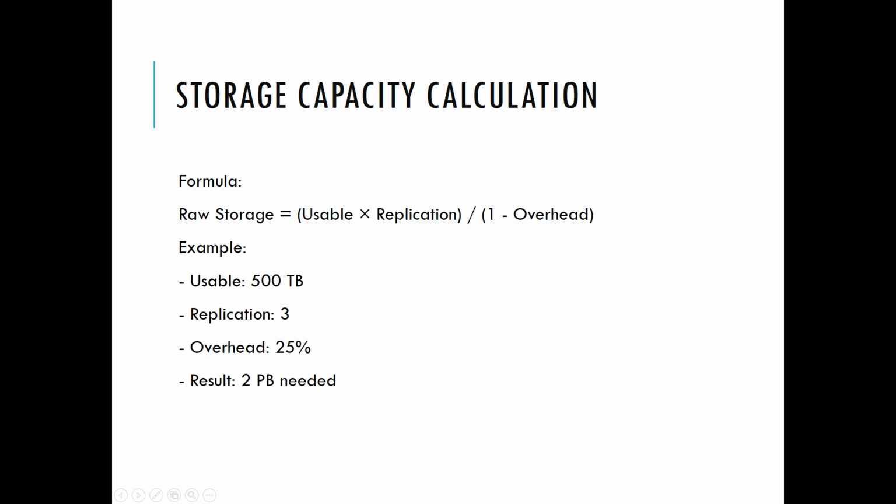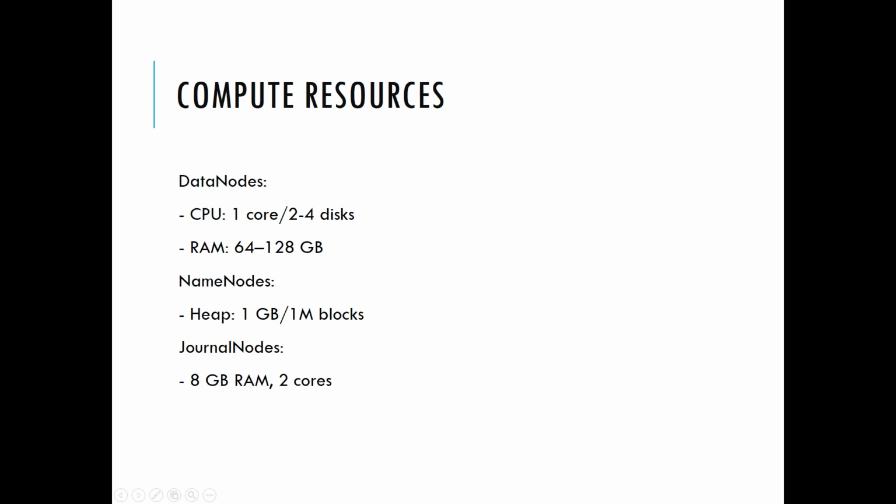Capacity planning is more than guesswork. Use a formula. Raw storage equals usable capacity multiplied by the replication factor, then divided by 1 minus overhead. For example, 500 terabytes required times replication of 3 divided by 0.75 after subtracting 25% overhead yields roughly 2 petabytes of raw disks.